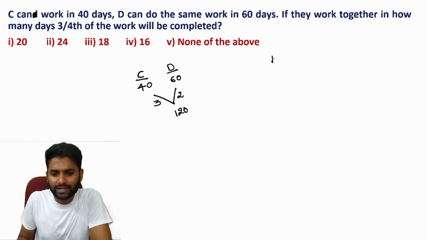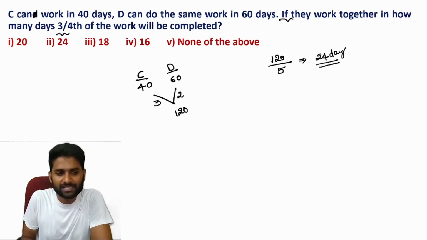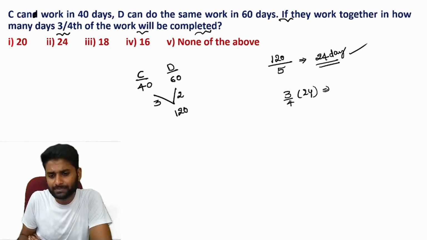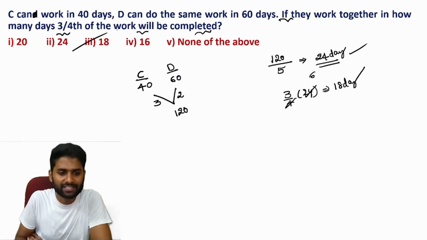Now for a full work, how much time does it take? 120 divided by 5, it takes exactly 24 days. But yes, 3/4 of the work will be completed. For a full work, it takes 24 days. For 3/4 of work, it takes exactly 18 days. For exactly 6 times, 6 into 3, 18.